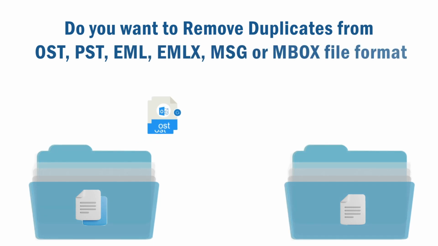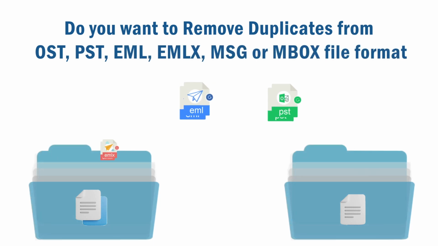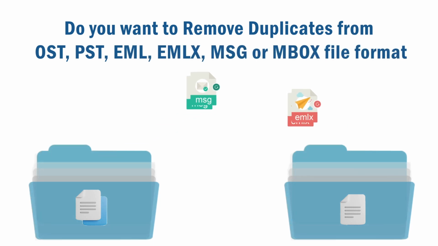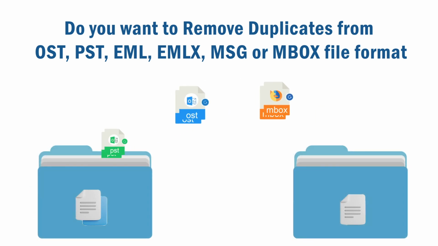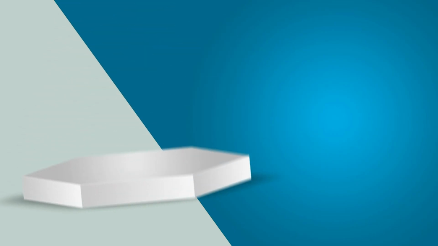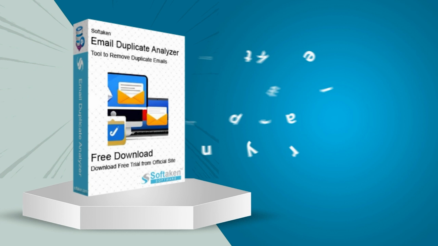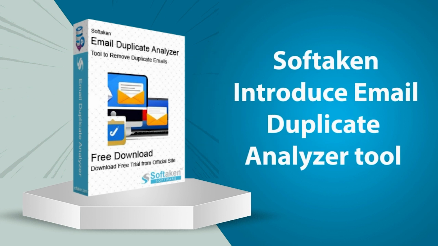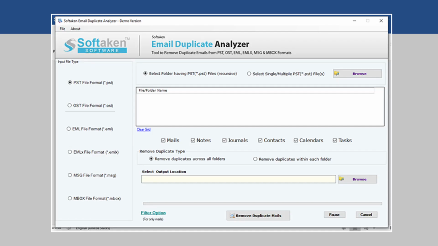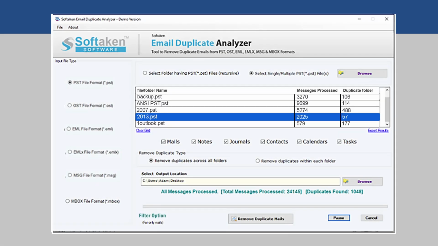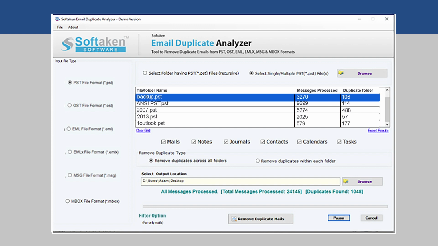Do you want to remove duplicates from OST, PST, EML, EMLX, MSG, or MBOX file format? Softtake can introduce Email Duplicate Analyzer tool that helps you to remove duplicates from multiple file formats like PST, OST, EML, EMLX, MSG, MBOX. Using this advanced tool, you can easily remove duplicates from multiple files at a time.